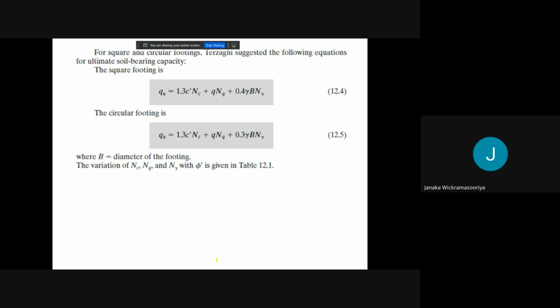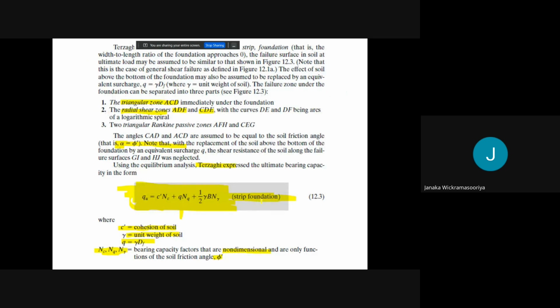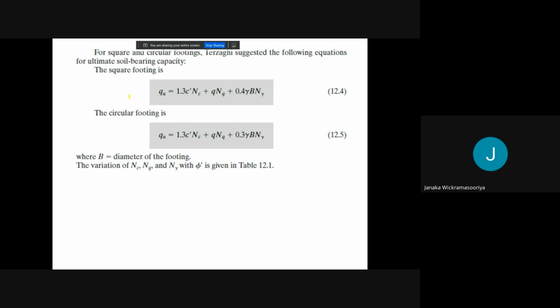Now this is the equation for a strip foundation, and this is the equation for a square footing. Normally we are designing or constructing square footings for houses, and this is that. And for a circular footing, the equation is this one. Now we will see how we can find Nc, Nq, and N gamma.